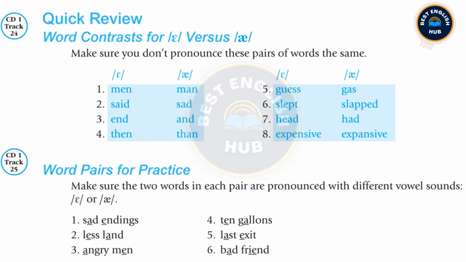Word combinations for e and a. Make sure that the two words are pronounced with different vowel sounds. Sad endings. Less land. Angry men. Ten gallons. Last exit. Bad friend.